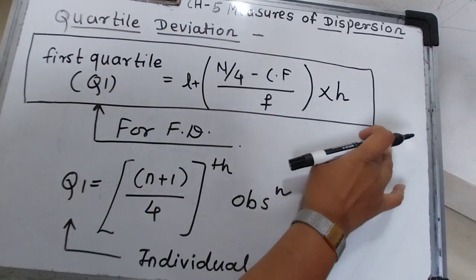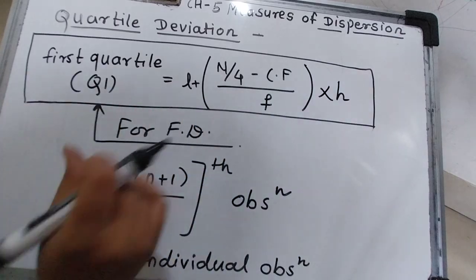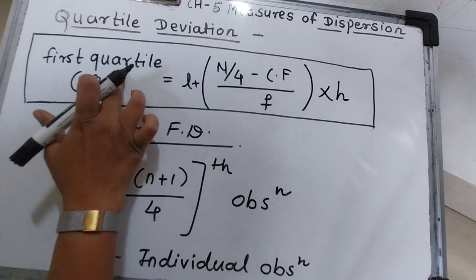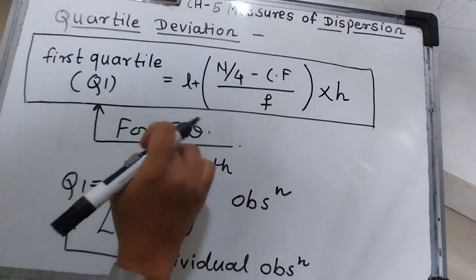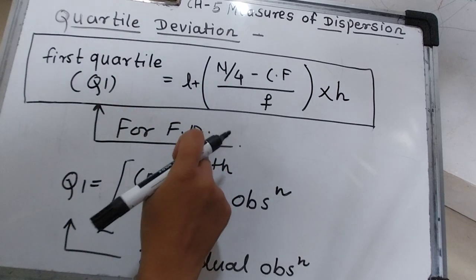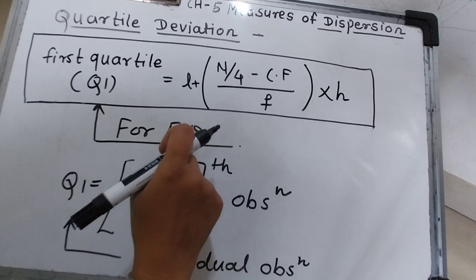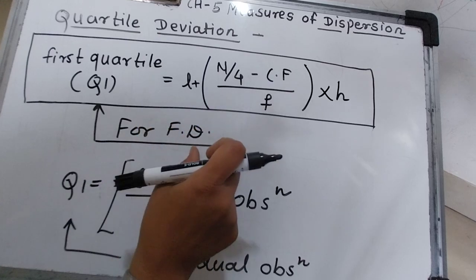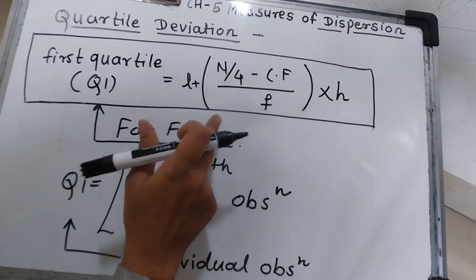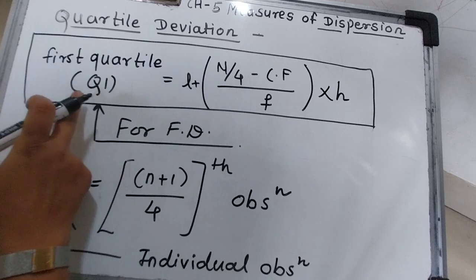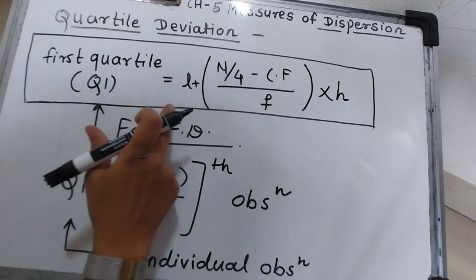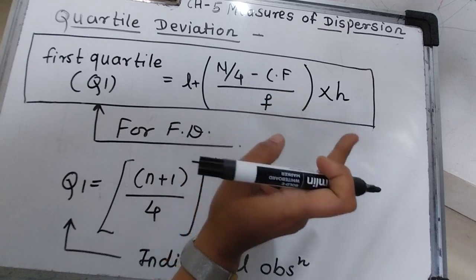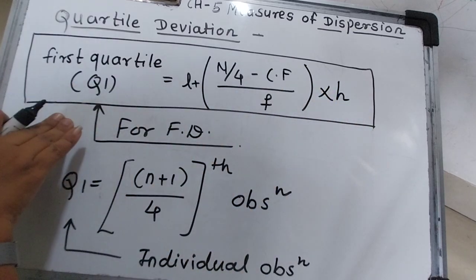I made a box, so it is important. This formula is used for finding the first quartile Q1 for a frequency distribution. If the data is in a frequency distribution table, meaning frequency classes are given, then we use the first quartile Q1 equal to L plus (n/4 minus CF) upon F into H. This is the first quartile.